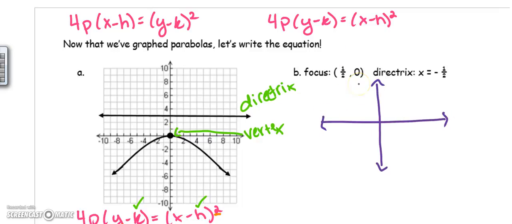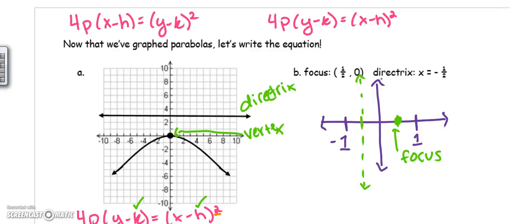Alright, so we have a focus at 1/2, comma 0. So I'm going to make really big spaces and call this 1 and this -1. So if the focus is at 1/2, comma 0, this is going to be where my focus is. Then the directrix is x equals -1/2. So I'm going to put that guy in right here.